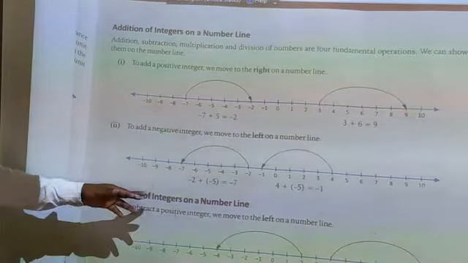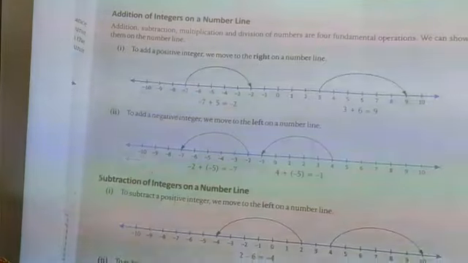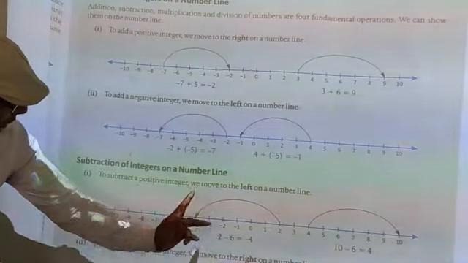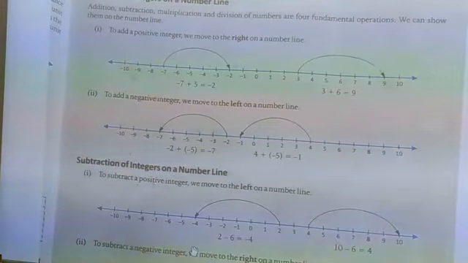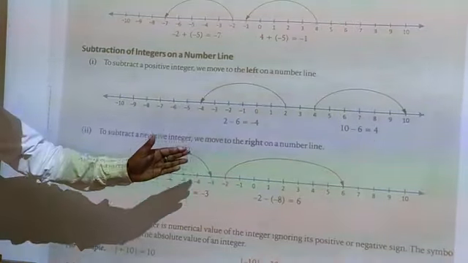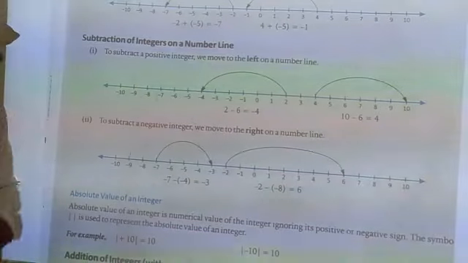After that, the subtraction of integers on a number line. Okay, 2 minus 6 gives -4. Which side are you moving? Into the left side. Okay. To subtract a negative integer, we move right on the number line.